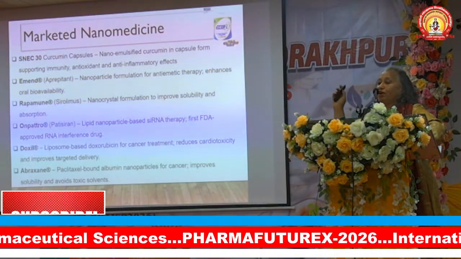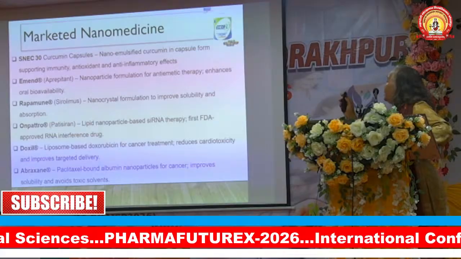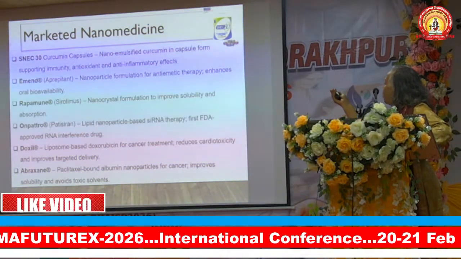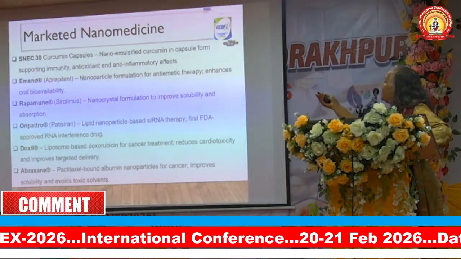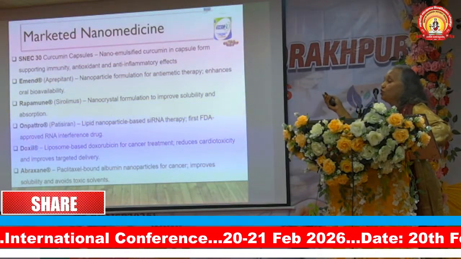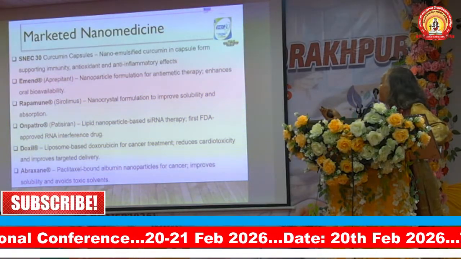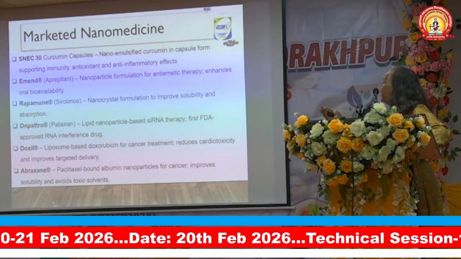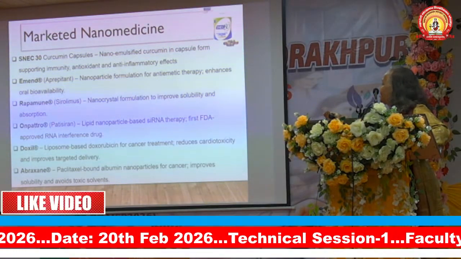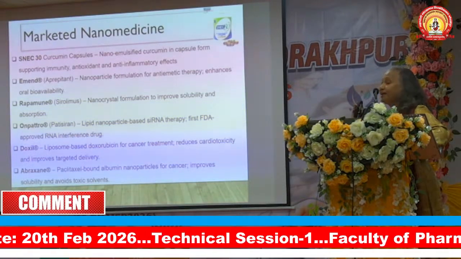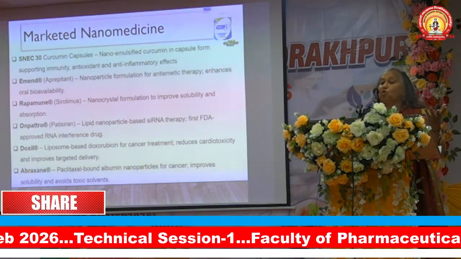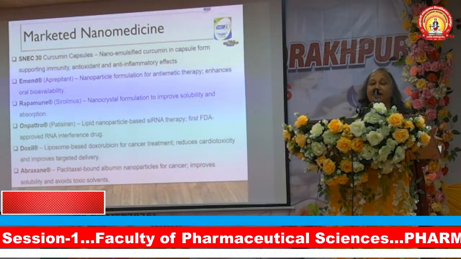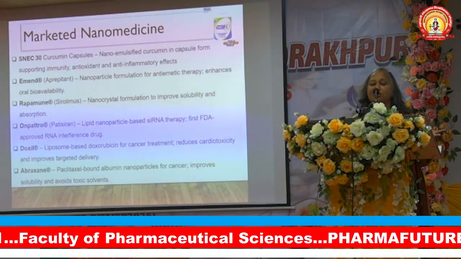So other products are there, like Amend, this is for anti-emetic therapy, then Rapamune, Sirolimus, this is for immunosuppressant. Then we have Onpattro, this is for nervous problems. Then we have Toxils, cancer treatment. Then Apaxil, Paclitaxel. I mean, in the case of cancer, the most widely used drug is Paclitaxel and cisplatin. Sometimes the combination is there.